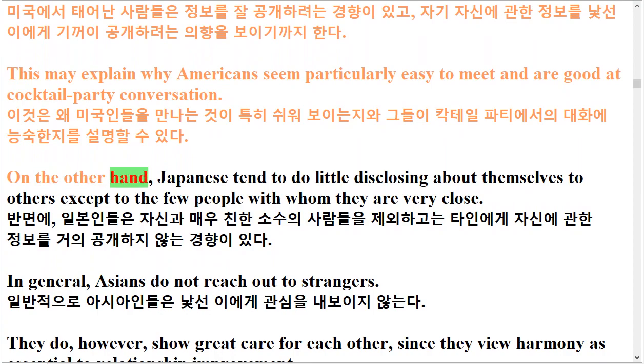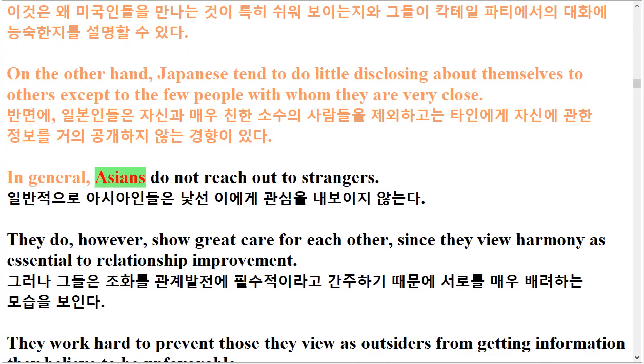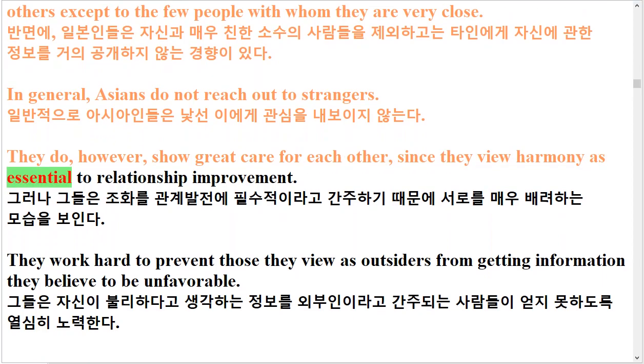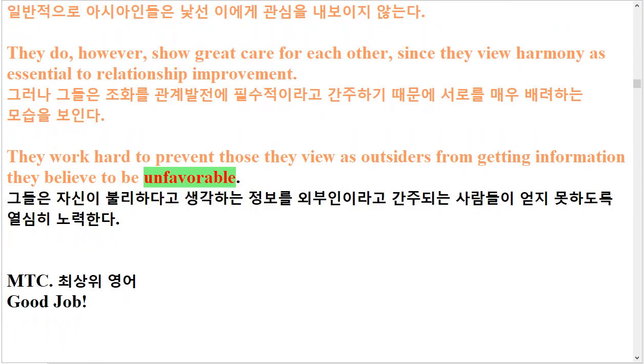On the other hand, Japanese tend to do little disclosing about themselves to others except to the few people with whom they are very close. In general, Asians do not reach out to strangers. They do, however, show great care for each other, since they view harmony as essential to relationship improvement. They work hard to prevent those they view as outsiders from getting information they believe to be unfavorable.